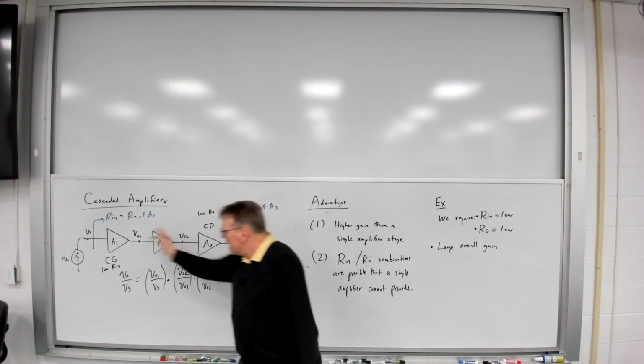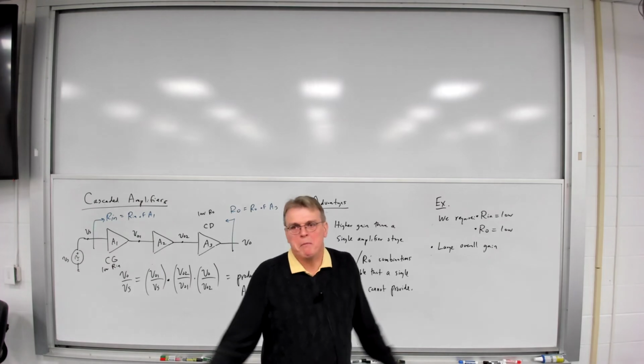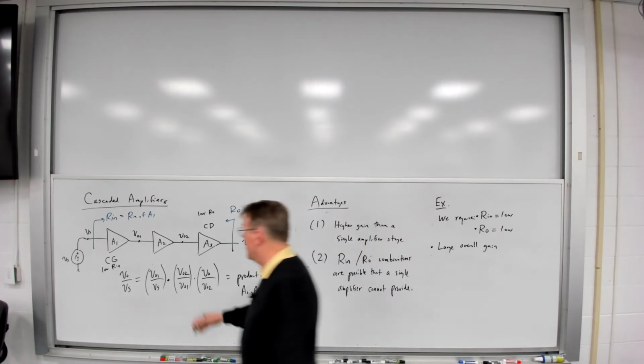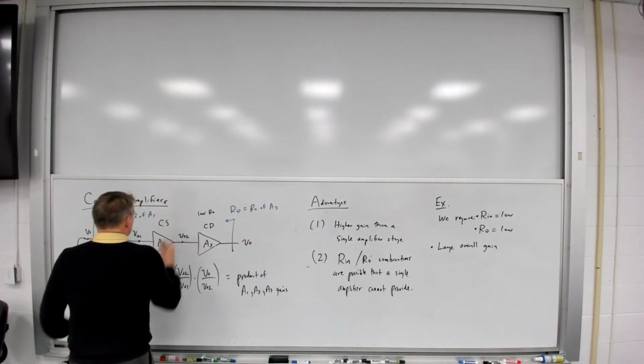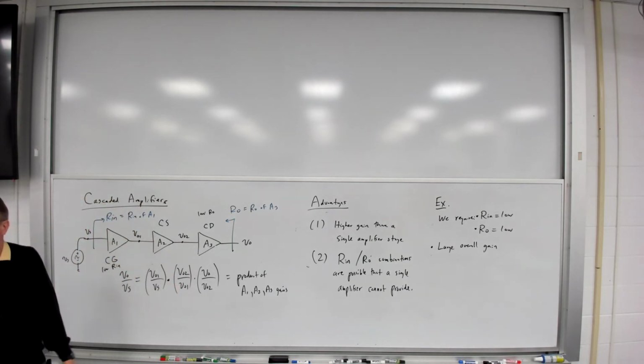But then I want high overall gain. So what can I choose for that interior stage? What would be a possible amplifier I could use for that interior stage? A common gate or common source, right? Let's do a common source. Because a common source has a high input resistance, it's not going to load that stage.